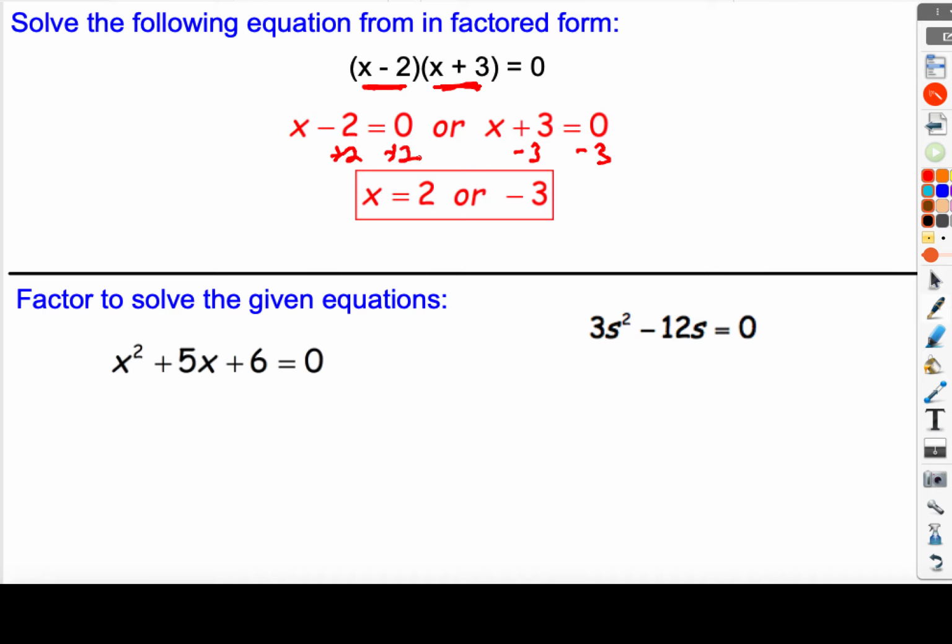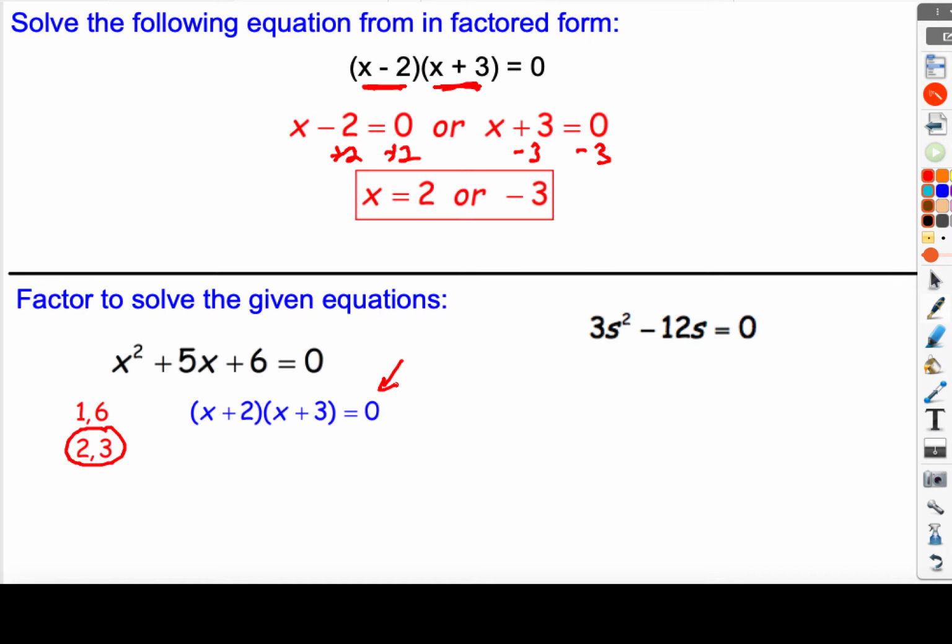So if you have an unfactored problem, like the one down at the bottom, what we need to do first is think, okay, what multiplies to 6 and adds to 5? Well, multiplying to 6 is 1 and 6, 2 and 3. Only 2 and 3 are going to add to 5. So let's write a couple of factors, x plus 2, x plus 3, still equal to 0. Don't forget your equation, still equal to 0.